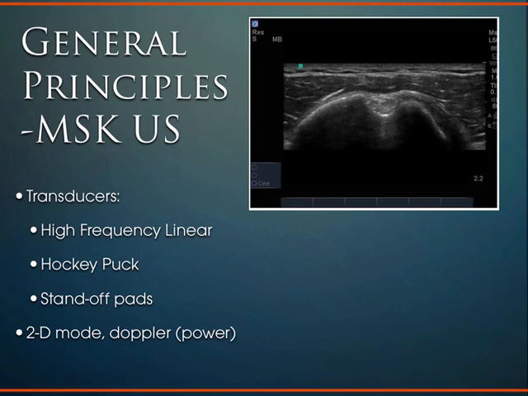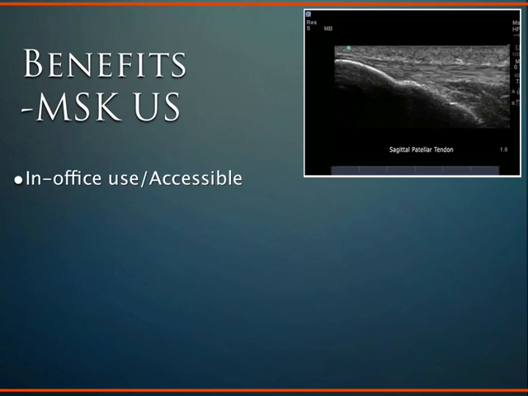And particularly with pathology and different injuries, you're going to see differences in terms of new vessel formation and things like that with some of these tendon disorders. And so in general, we're using a power Doppler mode.